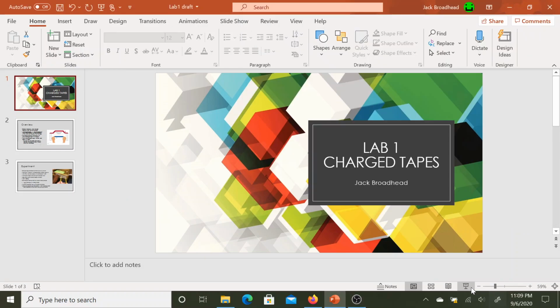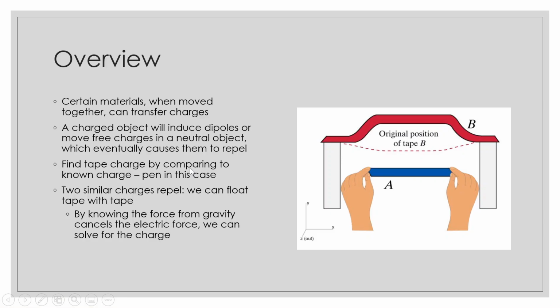Hi, I'm Jack, and this is my report for Lab 1. The general idea of this lab is to give us a sense of how much charge everyday objects can obtain. We can explain this using formulas like Coulomb's law, the momentum principle, and the equation for gravity.